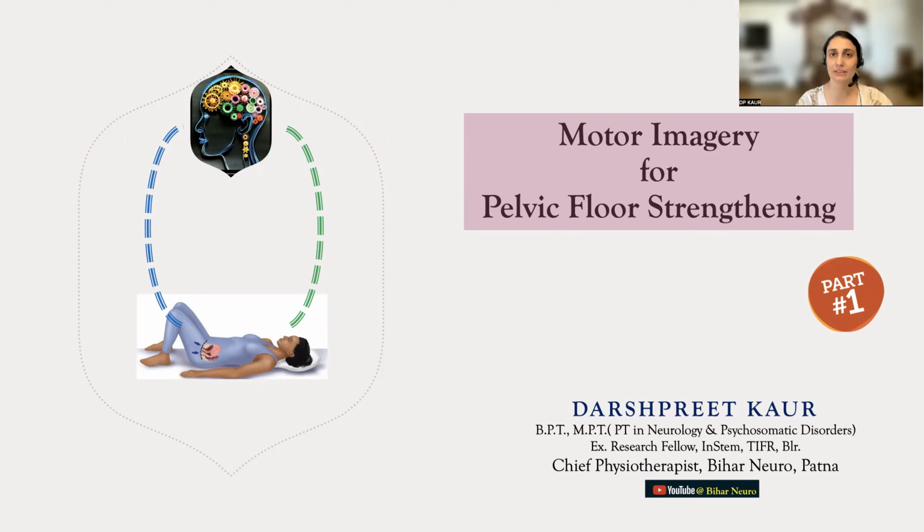Okay, so as you would have seen in the previous video, motor imagery has two main aspects, one is visual and the other is kinesthetic. So since you are very clear, visual is all about visualizing or seeing yourself doing a particular action, and kinesthetic is feeling that particular action taking place in your body. So for the pelvic floor strengthening, I have divided it into 4 parts.